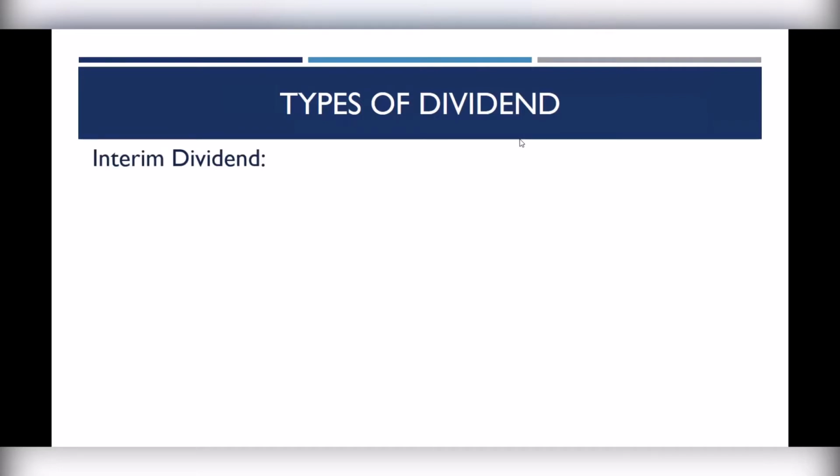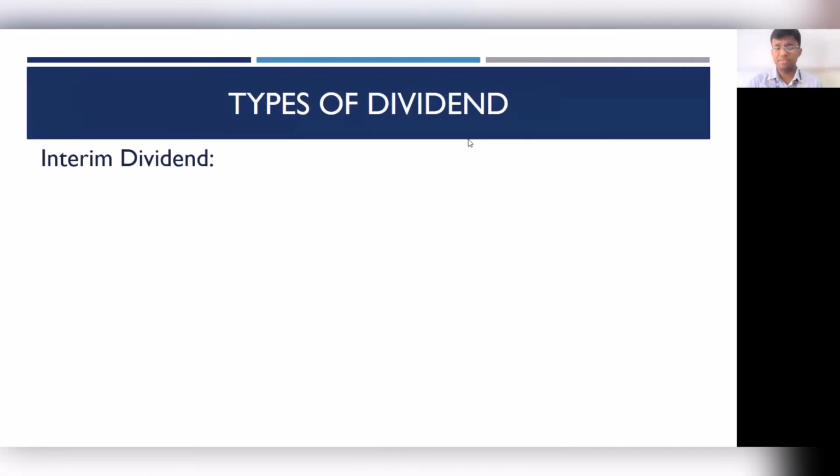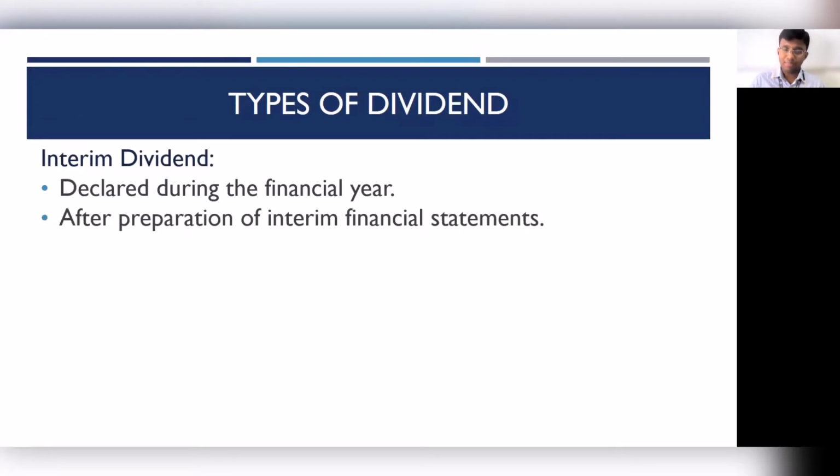Interim dividend is the dividend which gets declared in between, or during the course of the financial year. We know that in India, the financial year ranges from 1st April until 31st March. In between this time frame, the dividend that gets paid out is what is called interim dividend. Then, before the preparation of the final financial statement, the company may be periodically preparing interim financial statements.